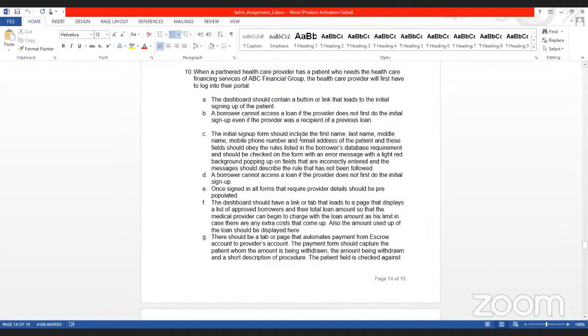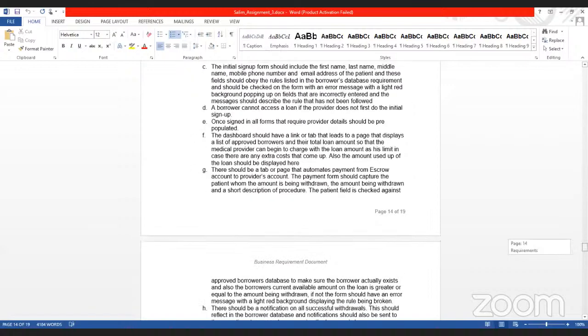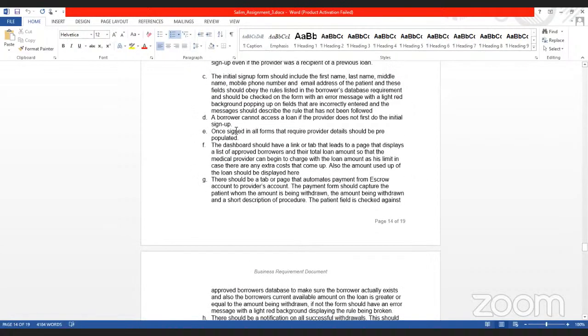The initial sign up form that the provider will be filling should capture the first name, last name, the optional middle name, mobile phone number, and the email address of the patient. They should also obey the rules I've already stated in terms of the length validations and all that. The details are pre-populated.